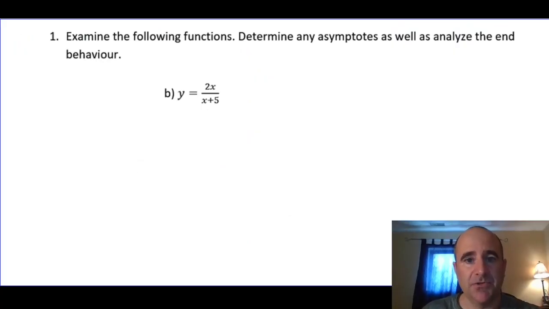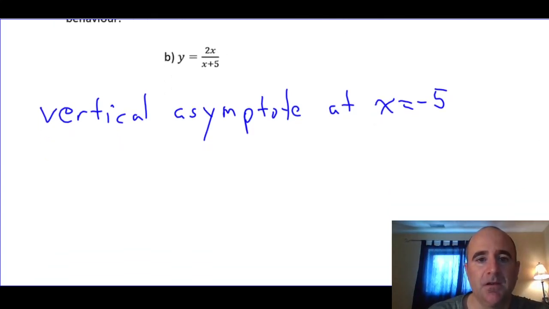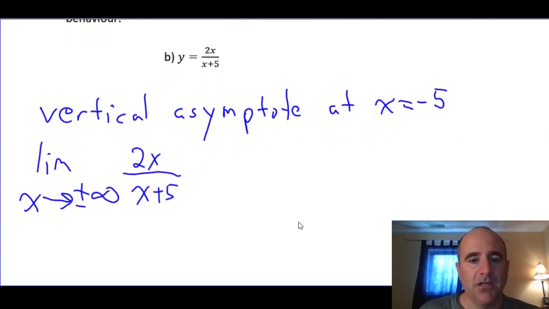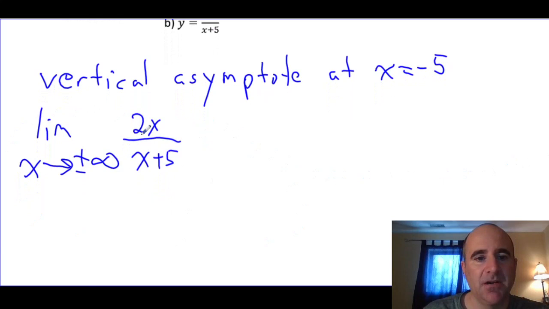Now we have y equals 2x divided by x plus 5. So the easy thing I think to get first is to realize that there is going to be a vertical asymptote at x equals -5. You don't need to factor to see that in this case. It's right there for you. Okay, now the end behavior. So what happens as x approaches positive or negative infinity? Unlike the previous example, the denominator does not have a higher degree than the numerator. So there's no way to tell for sure what's going to happen here just by using that fact like the last example.